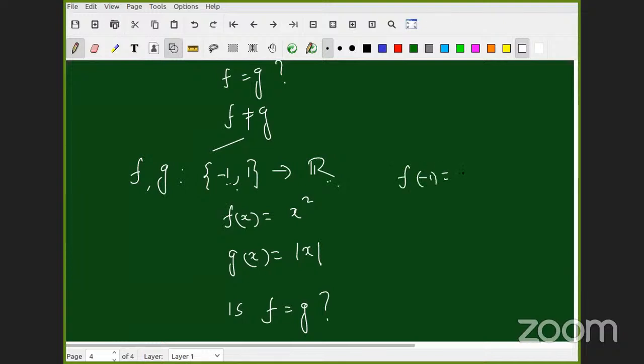Now, I should ask whether f of -1 equals g of -1. That's true, right? What is f of -1? 1. What is g of -1? 1. Yes. And again, I should check one more element. There are only 2 elements. Whether f of 1 equals g of 1, that is also there. So, therefore, for each x in the domain, f of x equals g of x. Therefore, f and g are equal. Okay, I'm clearing all the feedback. Just within 10 seconds, you say, have you understood? Yes. The answer is yes. Yes, f equals g.